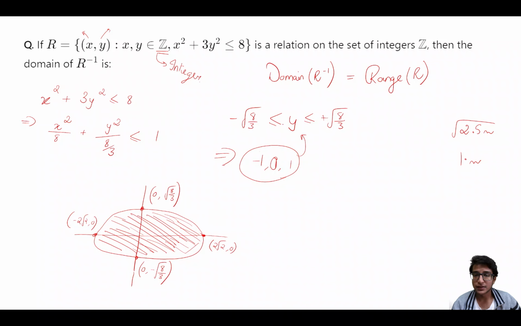If I put y as -1, does it satisfy? Does it come in this range? Yes, it is coming. If I put 0, does it come? Yes. If I put 1, is it coming? Yes. That means this becomes my range of R: -1, 0 and 1. And this range of R is basically my domain of R inverse. So this is exactly my answer. So the domain of R inverse is -1, 0 and 1. So this is how you solve questions which are related to domain, range, inverse of any relation. So keep these things in mind.